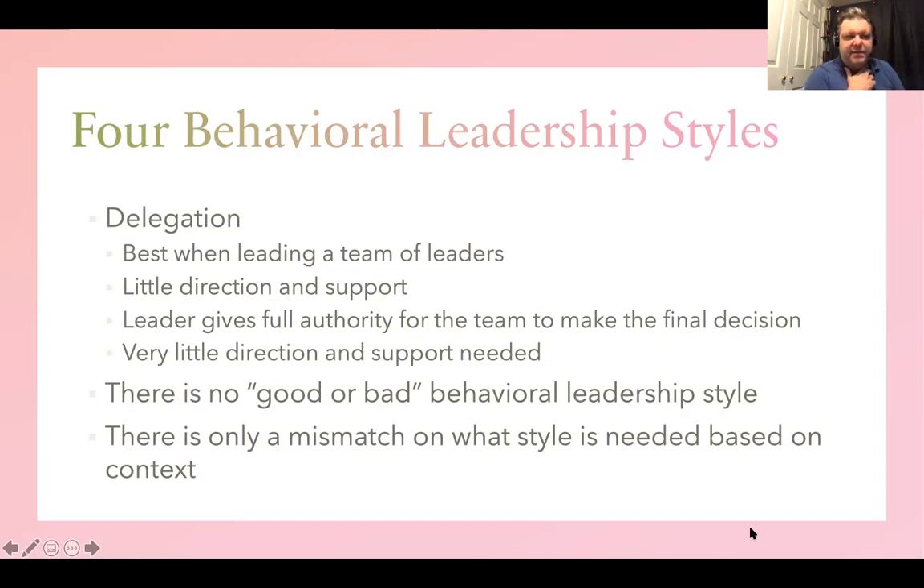So if I have a team full of very competent leaders, the directing style probably doesn't make sense. Right? Or if I have a group of employees that I care about and I enjoy, but are still employees, they don't really know the ins and outs of the company, or they don't know the higher level issues going on. Delegation probably doesn't make sense unless it's a really low risk situation, right? So usually delegations for people who are already leaders. There's only just a mismatch of style.